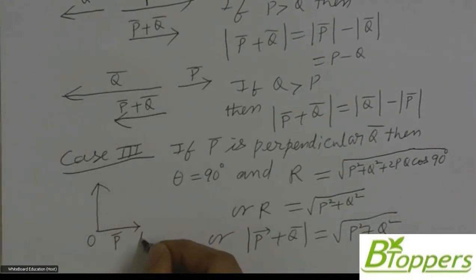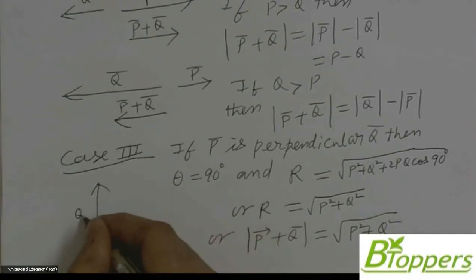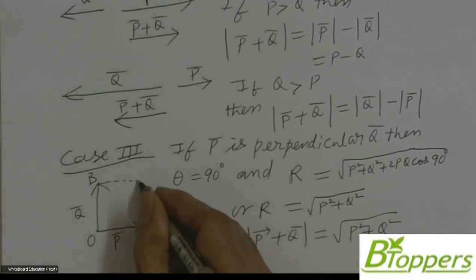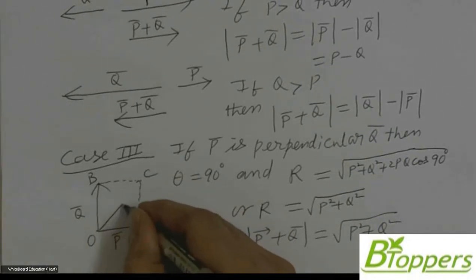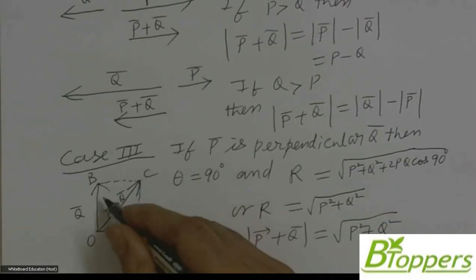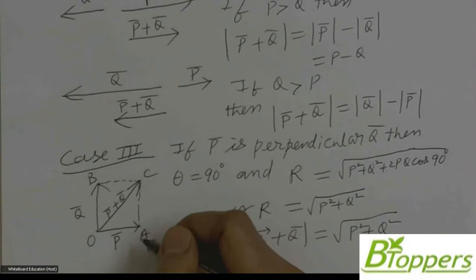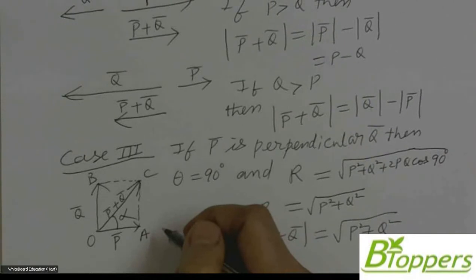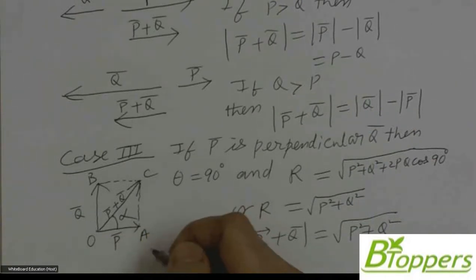As I discussed previously, the vector p bar is represented by the direct line segment OA bar. Vector q bar is represented by the direct line segment OB bar. OACB is the parallelogram. OC bar represents the resultant of p bar and q bar. So in this case, the parallelogram OACB becomes a rectangle and theta is 90 degrees. Let alpha denote the angle made by the vector sum of p bar and q bar with the vector p bar.